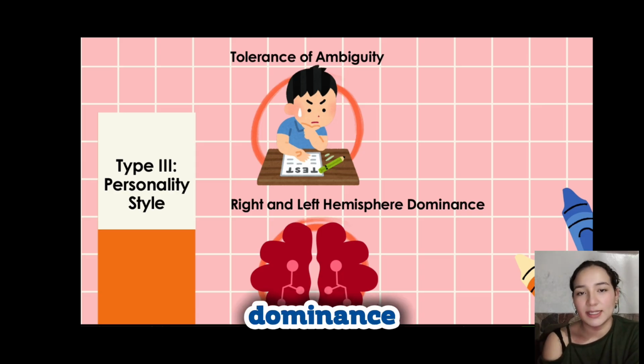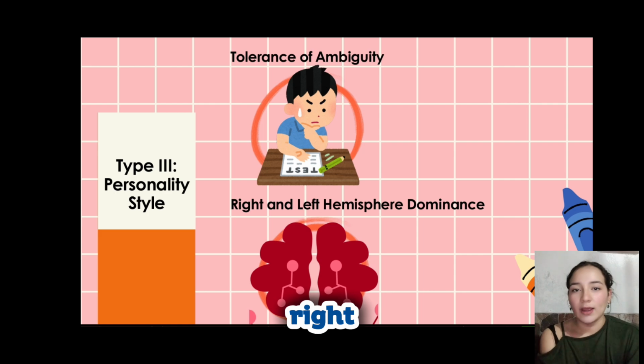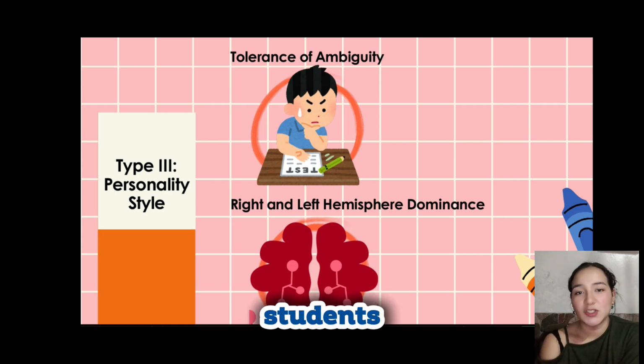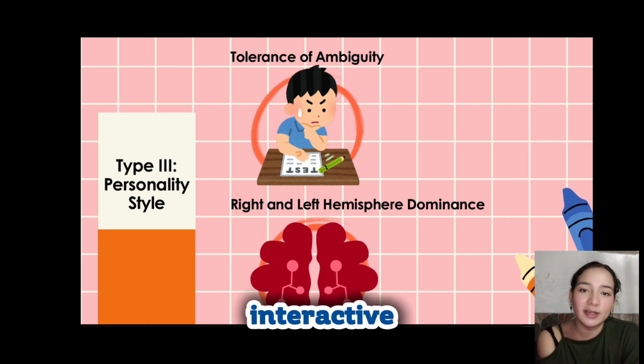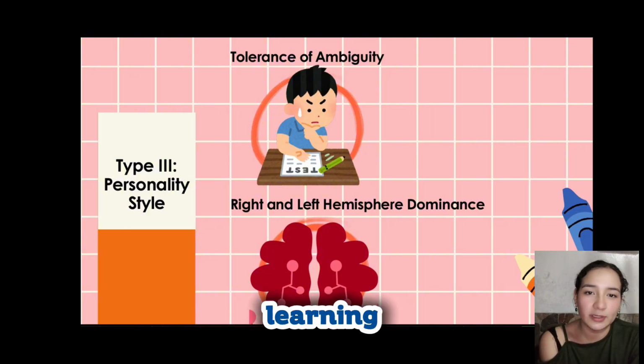Left brain dominance. Students are more analytical, visual, and reflective in their learning. Right brain dominance. Students are more auditory, interactive, and prefer a broader, more holistic approach to learning.